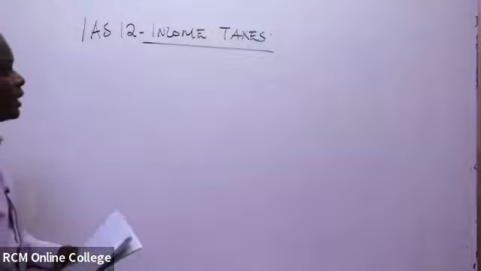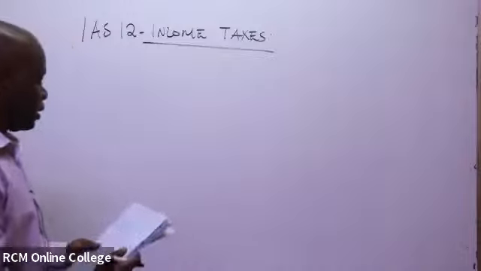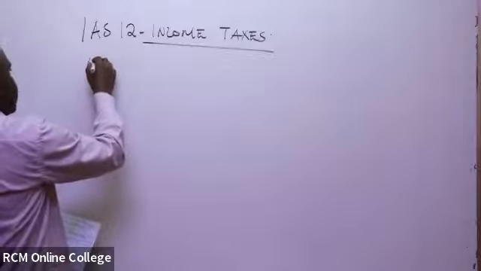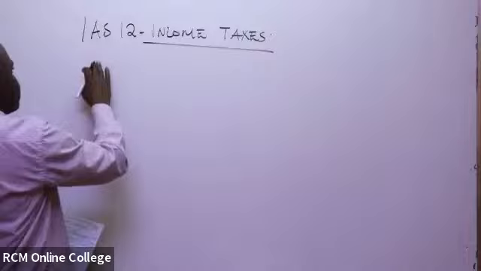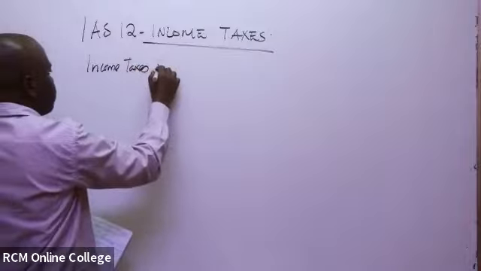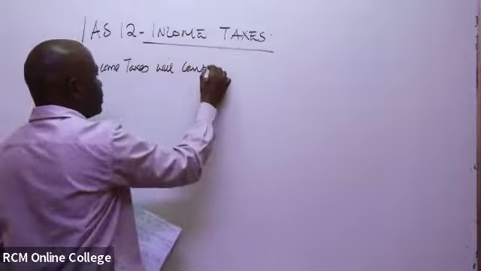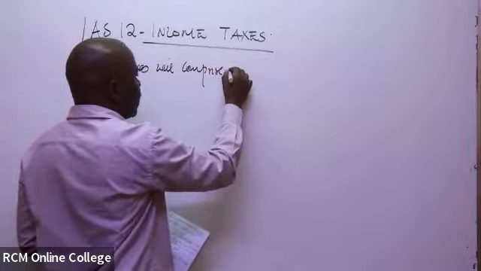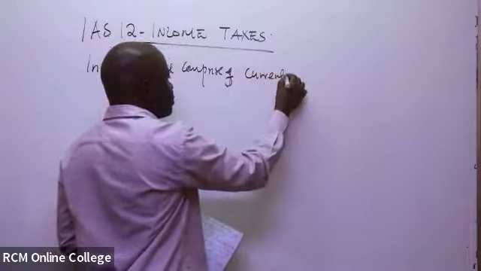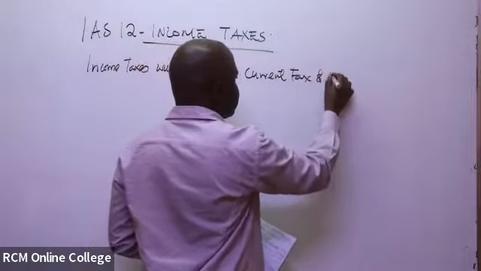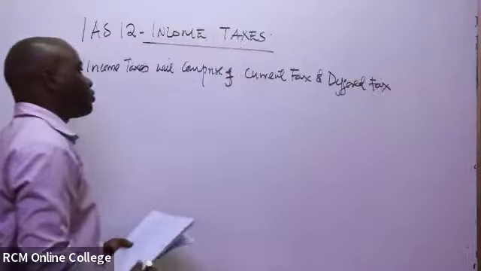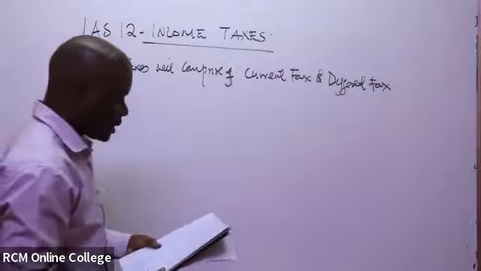So when you talk about the income taxes, under the International Accounting Standard number 12, income taxes will comprise of what we call the current tax and the deferred tax.